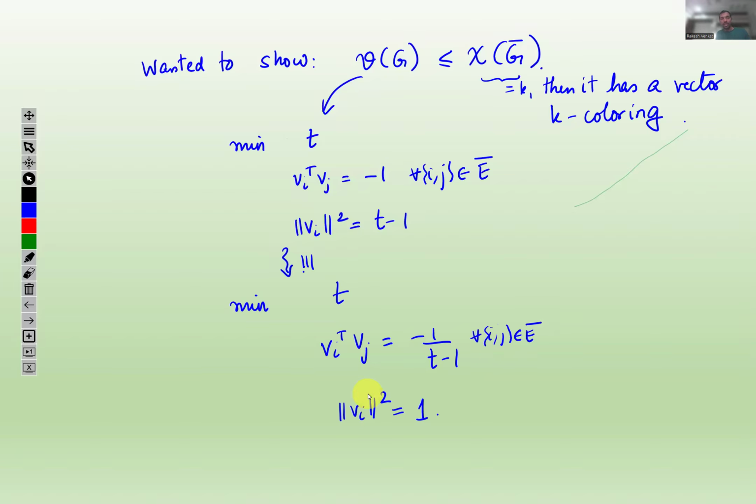If you get a solution for the first one, you can just scale it down by that factor t to get a solution to the second one of the same value, t. So I'm just scaling down the vectors, which is fine. The scaled versions also are fine for this, right? So now, if you notice these constraints, this is exactly the constraint for having a vector t coloring, right?